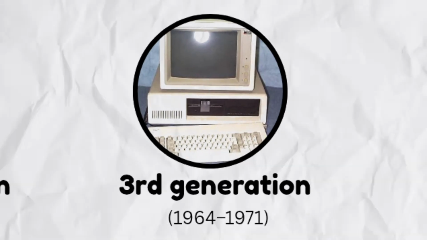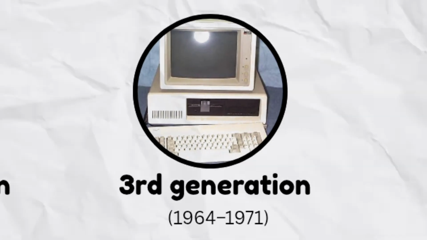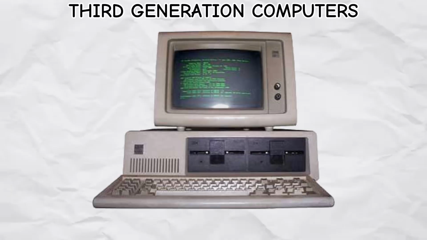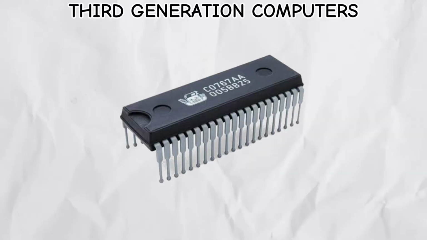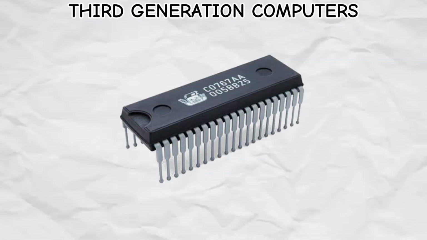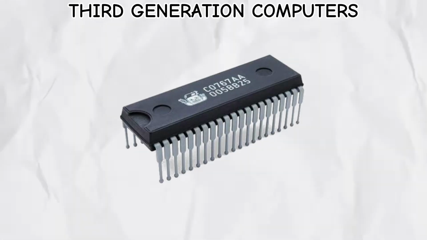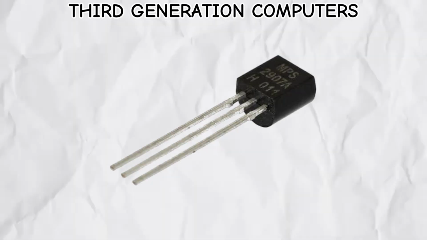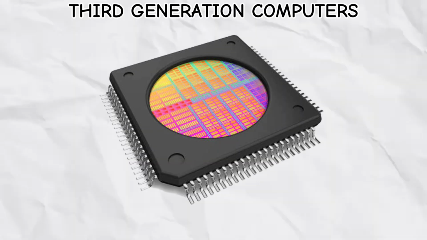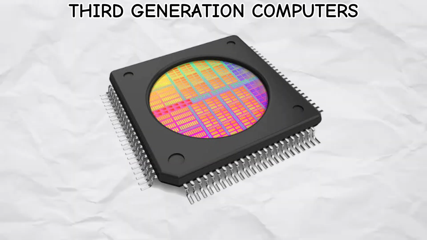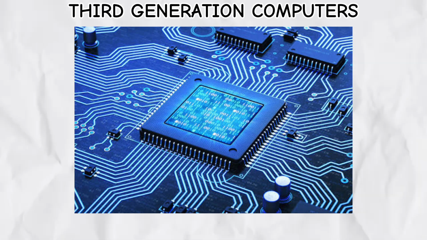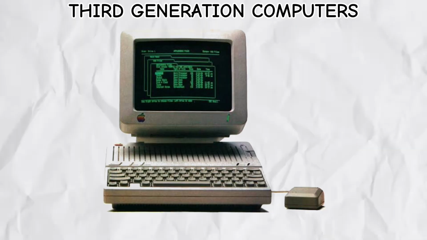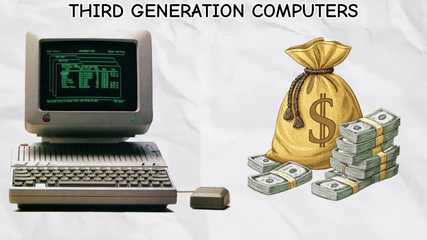Third-generation computers, 1964 to 1971. The third generation marked a major advancement with the development of integrated circuits, also known as ICs. Instead of using individual transistors, multiple electronic components were placed on a single silicon chip. This innovation drastically increased processing speed while reducing size and cost.